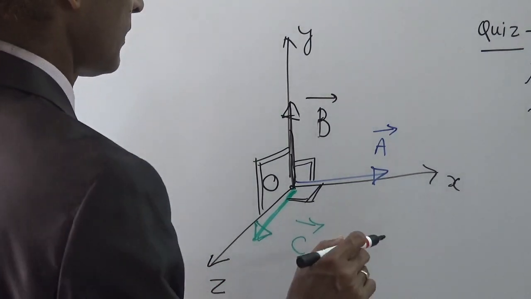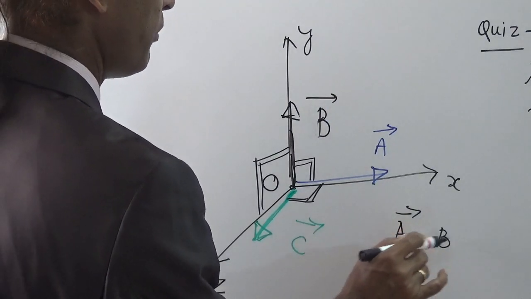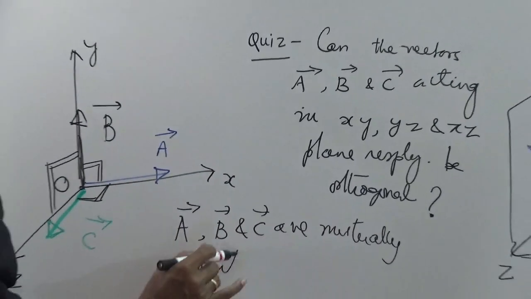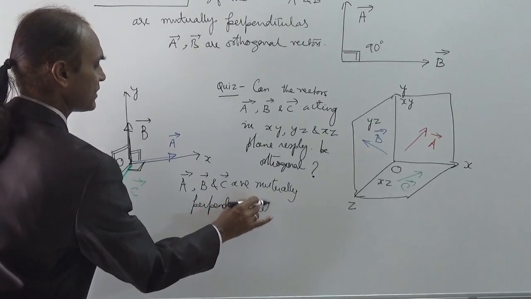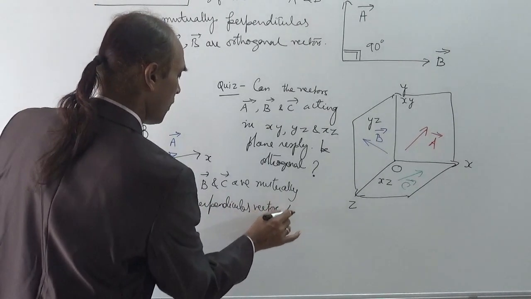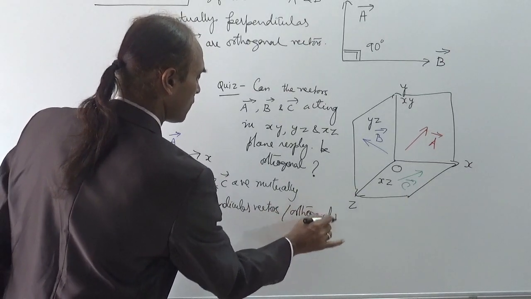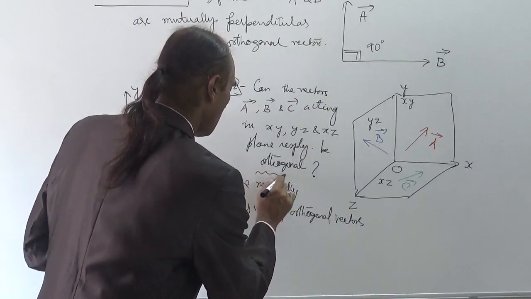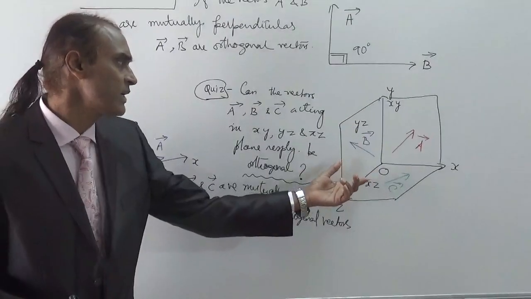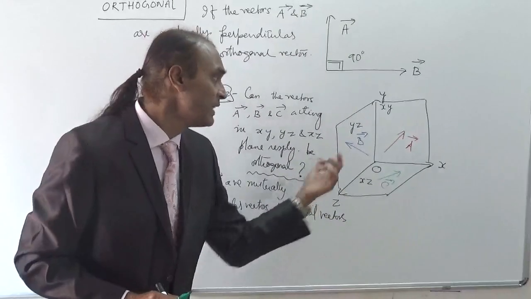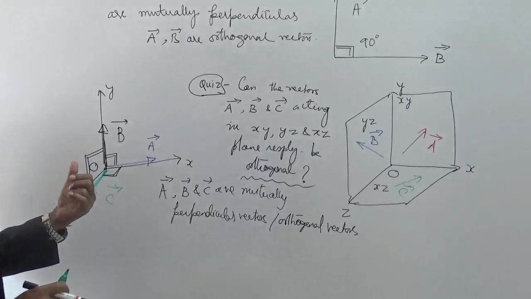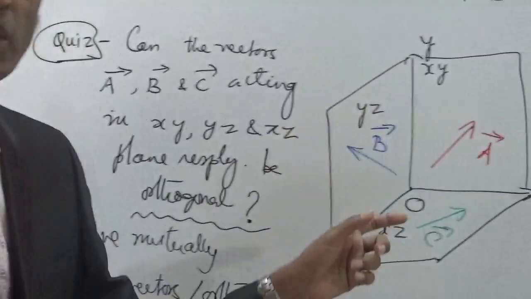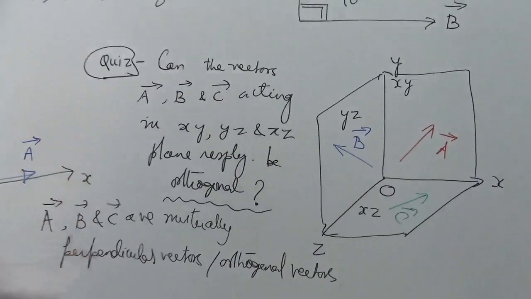In this case, we can say that A, B, and C are mutually perpendicular vectors or orthogonal vectors. But in this case, when the vectors are acting in three mutually perpendicular planes, can these vectors be orthogonal? When the vectors act along mutually perpendicular lines, they can be orthogonal. But if they are acting in three mutually perpendicular planes, can they be orthogonal? This is the quiz I have given to you.